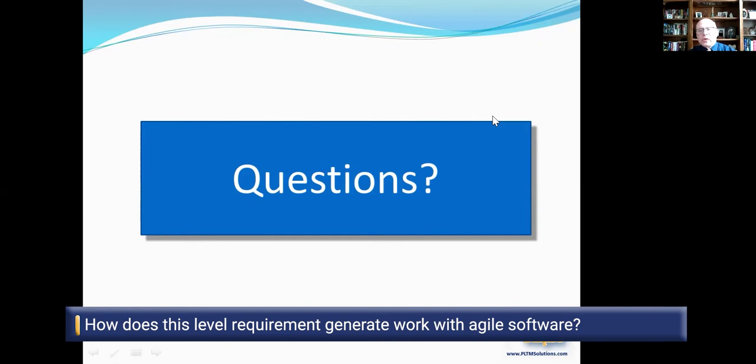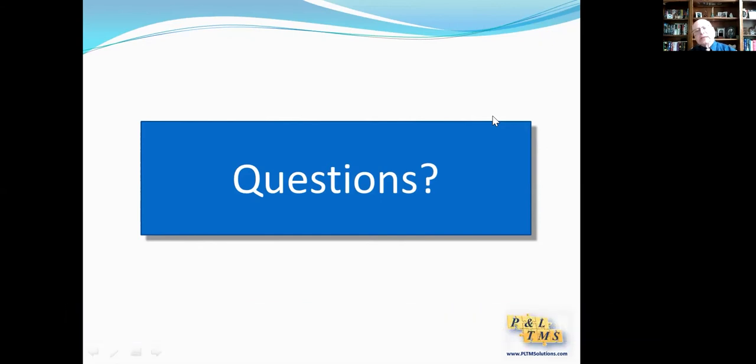How does this level of requirement generation work with agile software? So I will tell you this, I do get involved in agile, right? So the agile process is focused on what's critical, implement it quickly, give your customer something they can assess, and go from there.